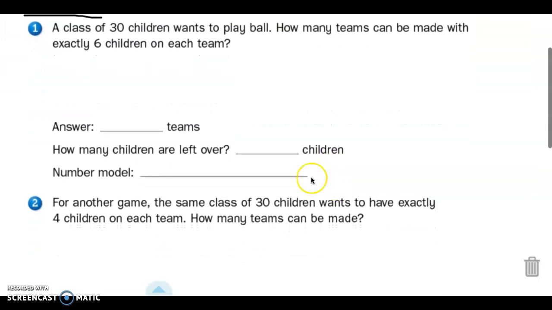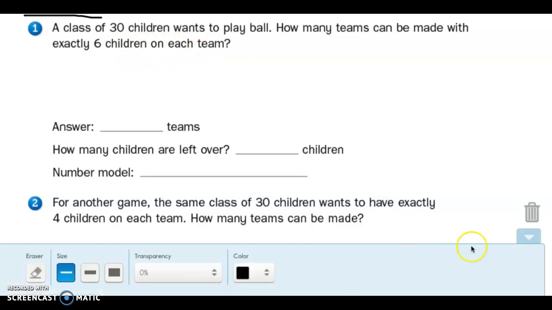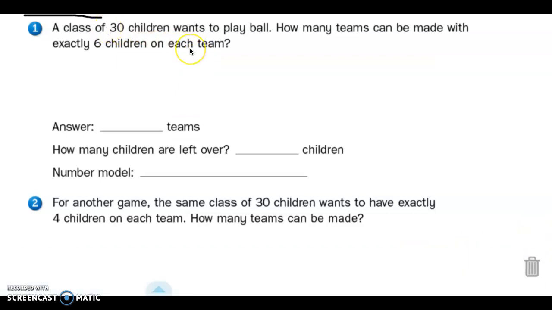Number one, a class of 30 children want to play ball. How many teams can be made with exactly 6 children on each team? Let's think about what this is asking us, or telling us. What information do we know? A class of 30 children. Oh, a whole class of 30 children. So think about what that number represents. It's a pretty big number. A whole class wants to play ball. How many teams can be made with exactly 6 children on each team?